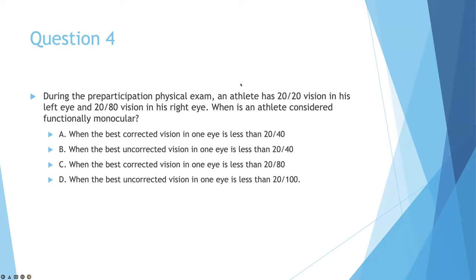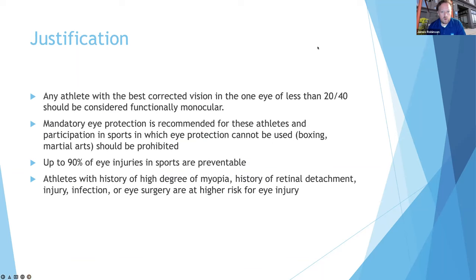Okay, so again, a little bit varied here. The most common answers were A and C, with less so B and D. The actual correct answer is A, when the best corrected vision in one eye is less than 20/40. So with monocular vision, you always go by the best corrected vision. And 20/40 is considered to be functionally monocular.